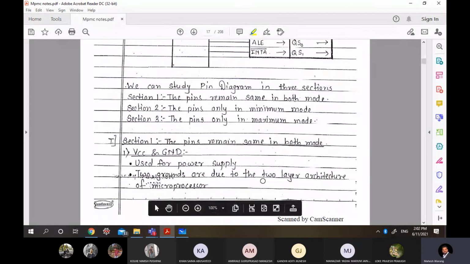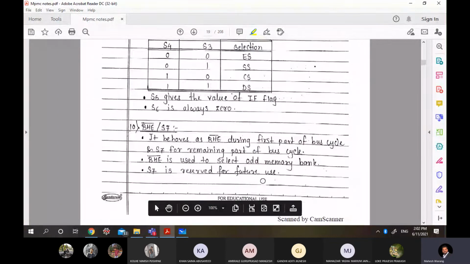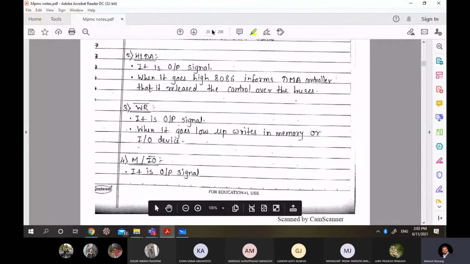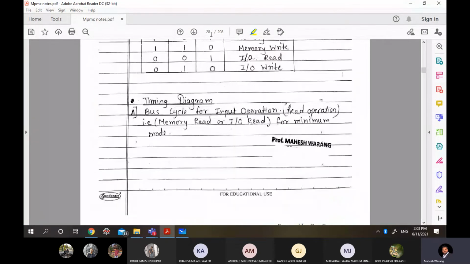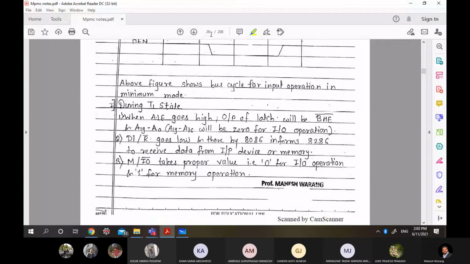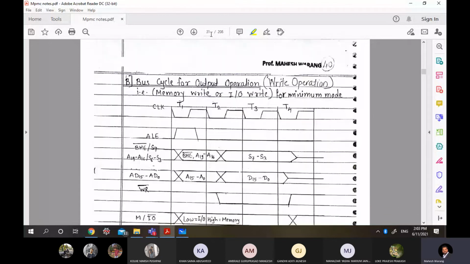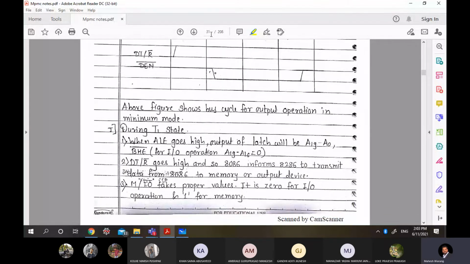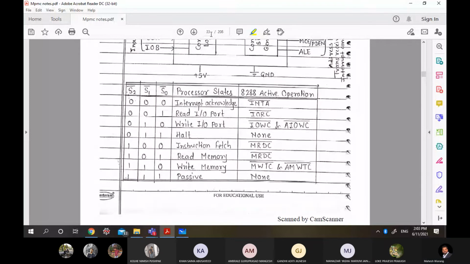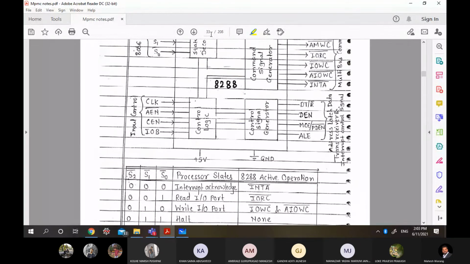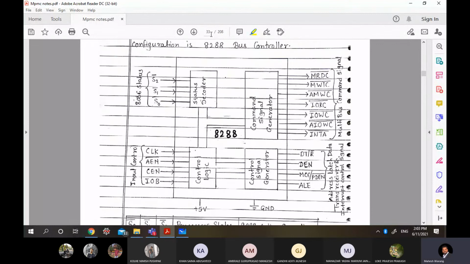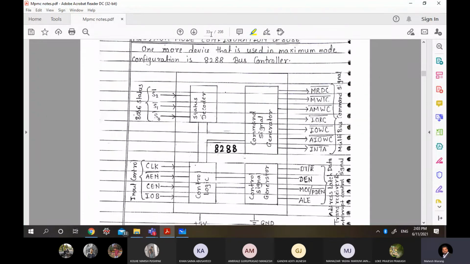Now for that we'll be using a bus controller, one more new IC, which is called the bus controller. So let me just go to that. So that is what we require extra in maximum mode. I hope you got the reason why we do require that bus controller. This is actually the bus controller 8288.